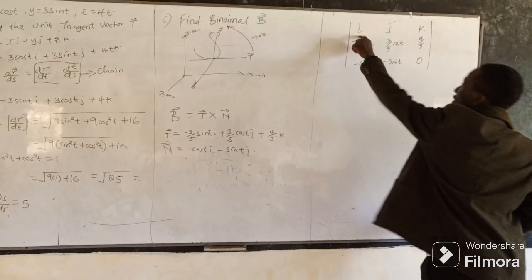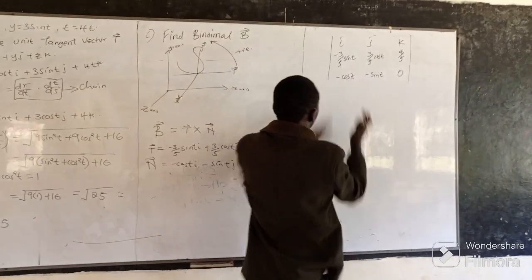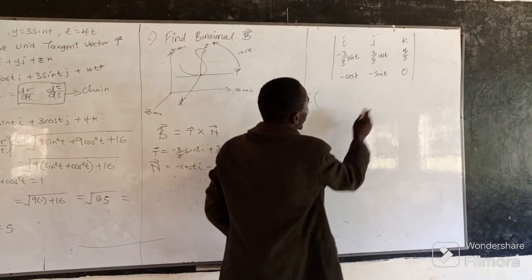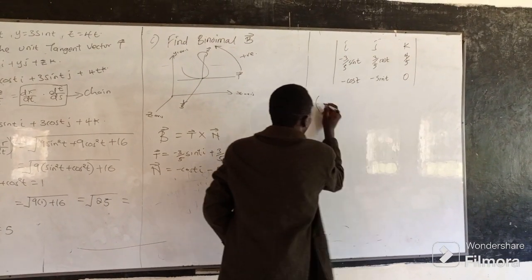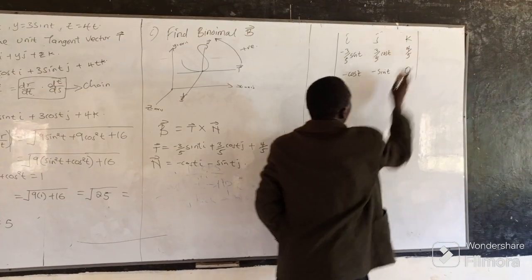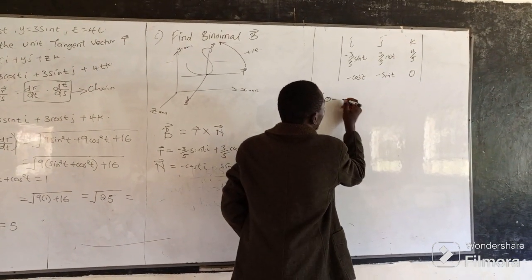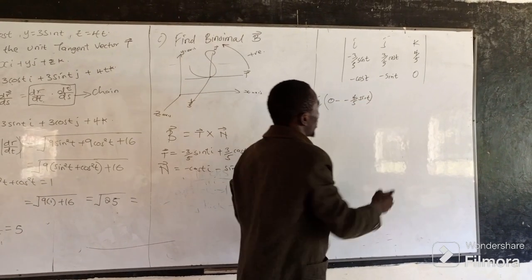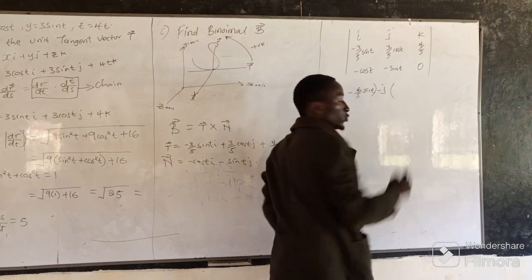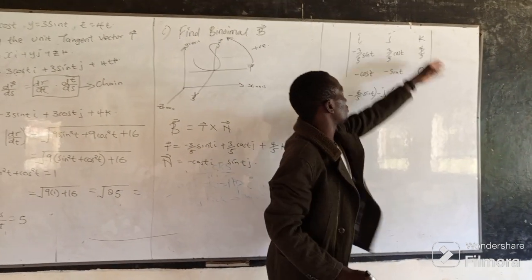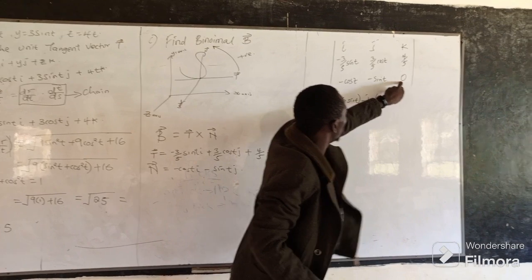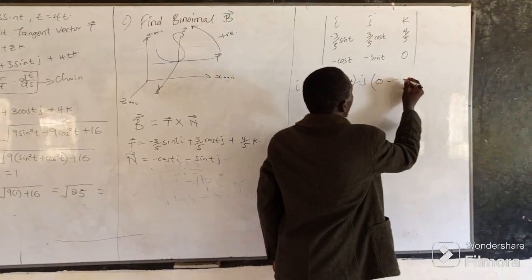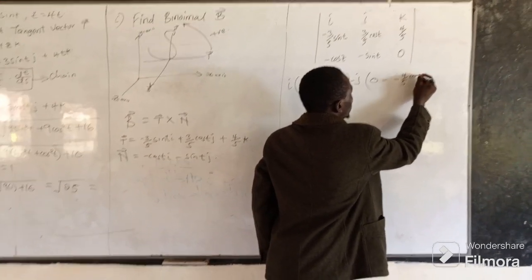If I want to find the value of i, I'll close this column and this row, and I'll have i into 3 over 5 times 0. I'll have 0 minus this one and this one, I'll have it as negative 4 over 5 sin t. That's my i. Then I negate j. I close this row and this column. I'll have this times this as 0. The leading diagonal is 0. The other diagonal is negative 4 over 5 cos t.